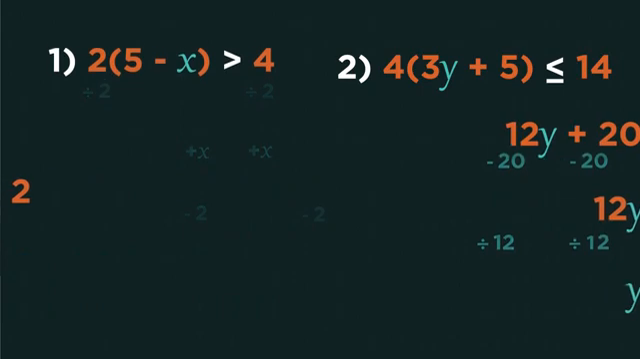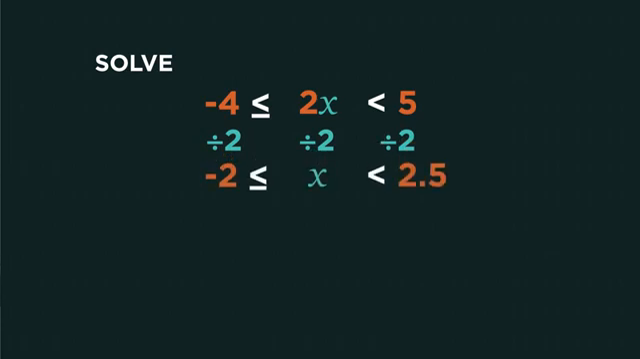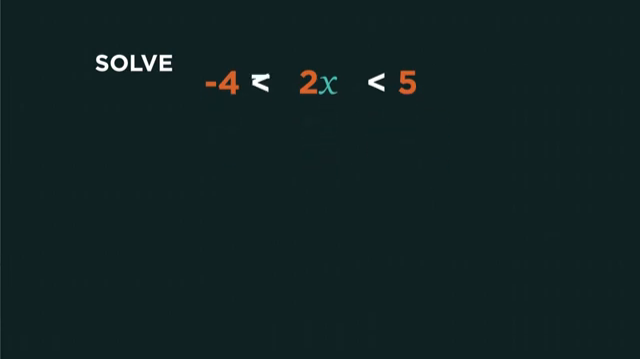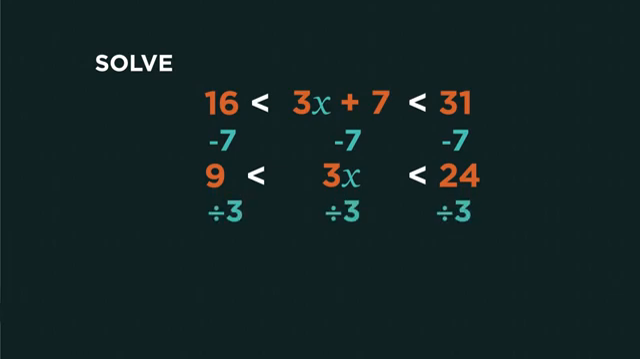What if we were given this question? We need to get x on its own in the middle. Whatever we do to one part, we need to do to all of the other parts. So divide everything by 2, and that's our final answer. Or on this one, we need to subtract 7 from every part, and then divide every part by 3.